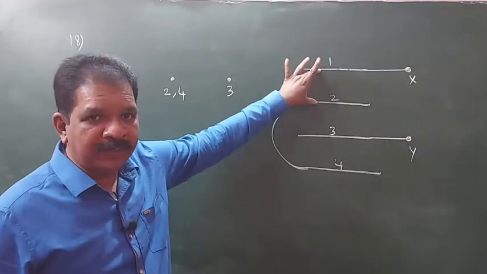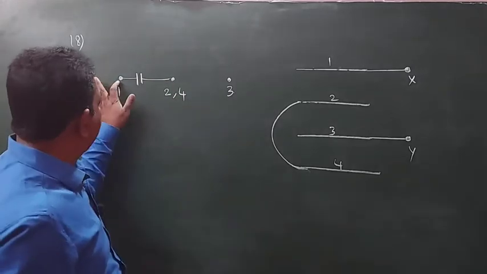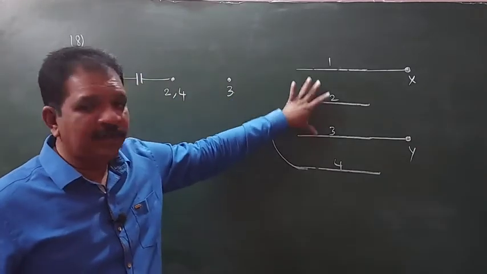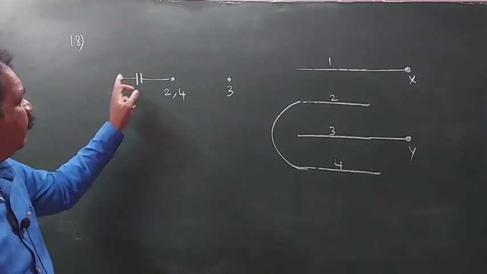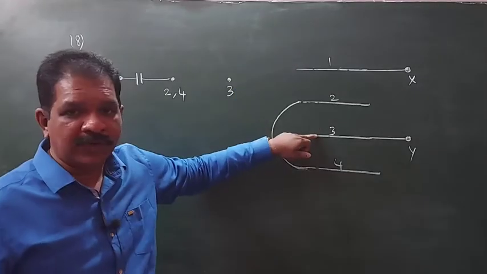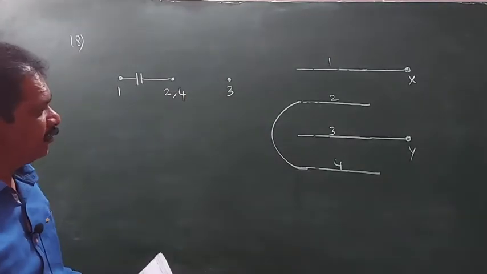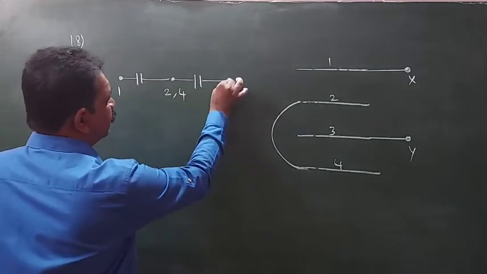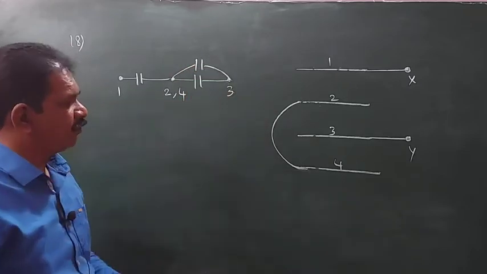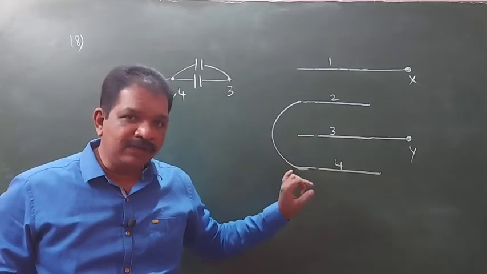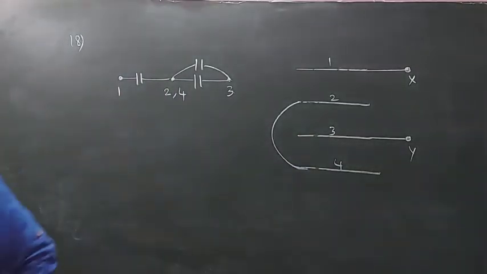Between 1 and 2, 2 plates are there, so that will be one capacitor. 1 and 4, so many plates are there, that is not a capacitor, so no need to consider 1 and 4. 1 and 3, no capacitor, because another plate is there. 2 and 3, 1 capacitor. Next 4 and 3, 1 capacitor. Are you understanding these models? So what happened? What to do? Once again I will explain.